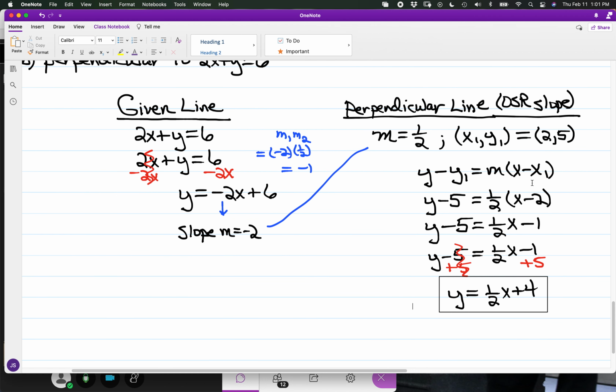And again, you can go back and check your result. So the slope is at 1/2, and with y at 5, you want the right-hand side of the equation to also be at 5. So with x at 2, half of 2 is 1, and 1 plus 4 is equal to 5.